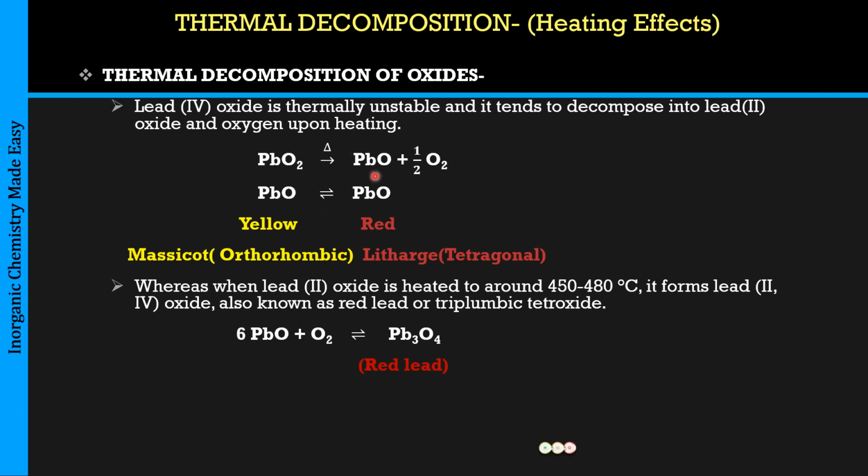So here we have PbO, which is litharge. This is also red in color, but we call it litharge. And Pb3O4 is known as red lead. Perfectly fine. I hope no confusion.